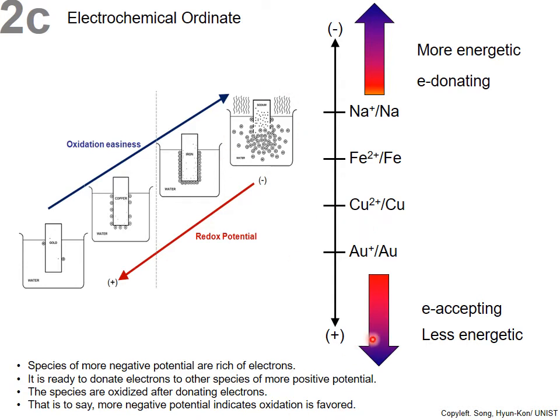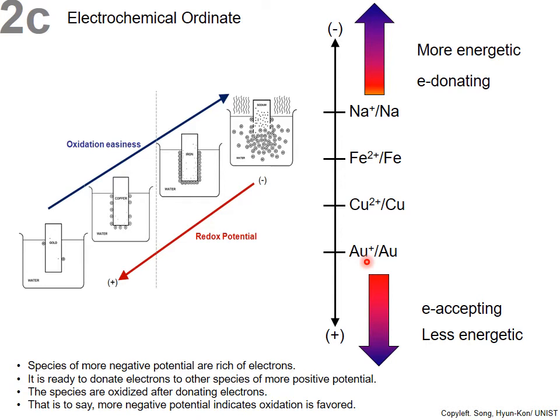The positive reduction potential is located on the lower placement of this electrochemical ordinate. Also, the minus side is going up. So sodium would have the most negative reduction potential, then iron, then copper, then gold. I mean, gold is the lowest, or the most positive reduction potential of this series.